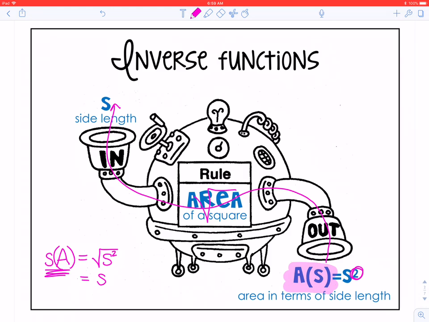The notation that is commonly used in mathematics, not in engineering, but in mathematics, would be instead of S of A, meaning inverse, we use the notation A inverse of S. The negative 1 tells you that you're looking at the reverse. You're actually talking about your side length in terms of area.